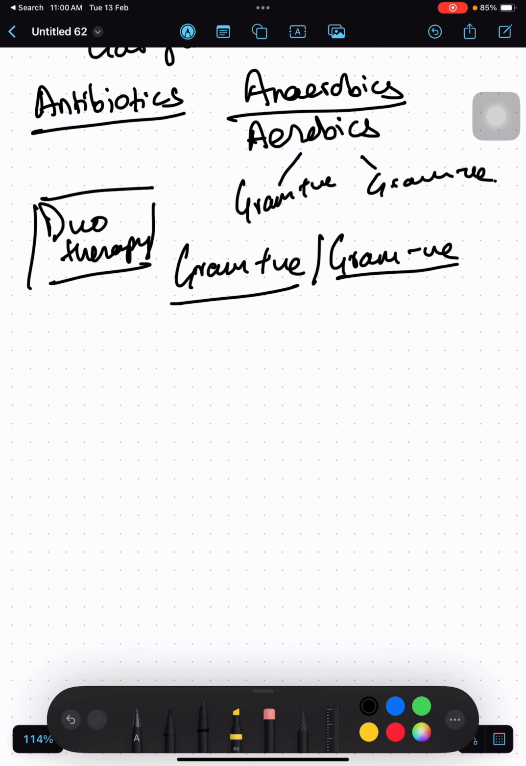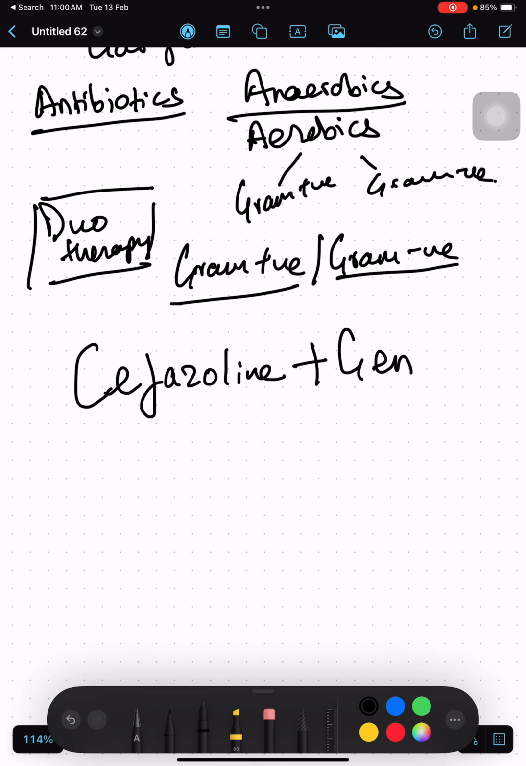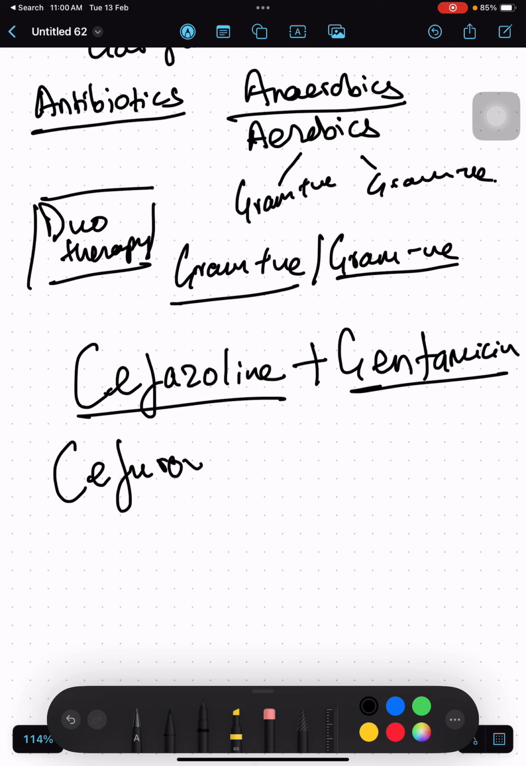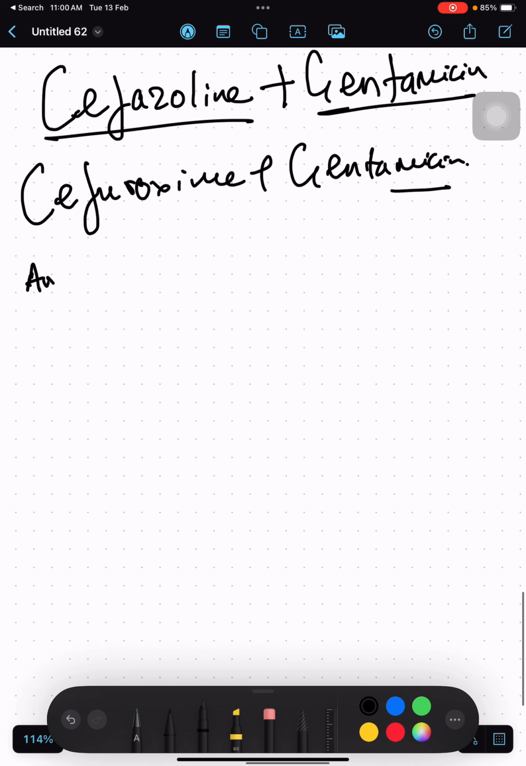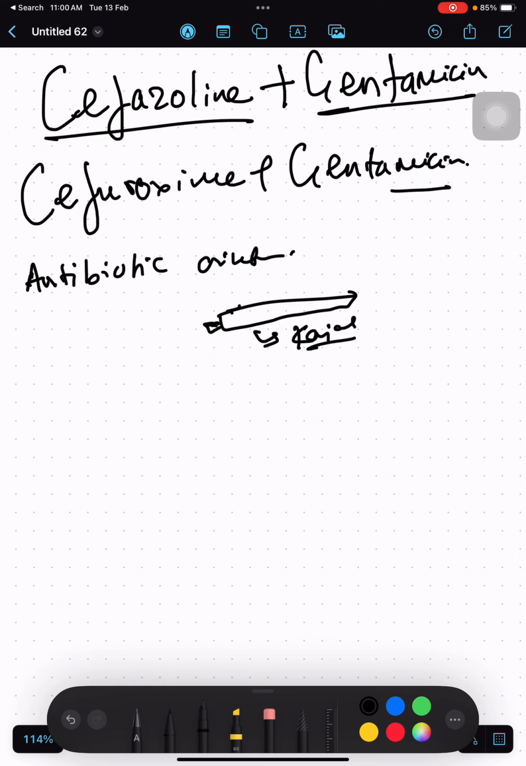The best drug that we can use here is cefazolin. You have to remember this, okay? Cefazolin with gentamicin. You don't need the doses and all, but you need to remember the names. Cefazolin is a cephalosporin, gentamicin is an aminoglycoside. So you're going to combine these, or you can also use cefuroxime and gentamicin. And antibiotic ointment, you just use it at night, like a kajal, at the lower lid of your eye.